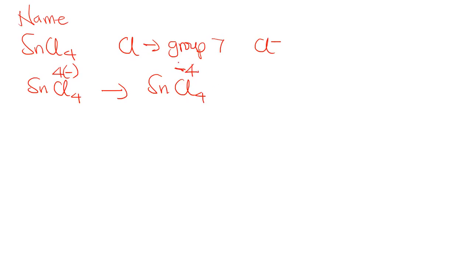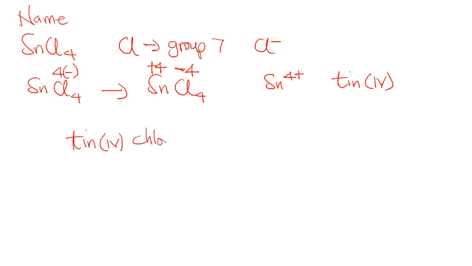So to cancel this, you need plus 4 here. So what we are saying is the tin is tin 4 plus, which is known as tin Roman numeral 4. So in general, the name of the compound will be tin 4 chloride.